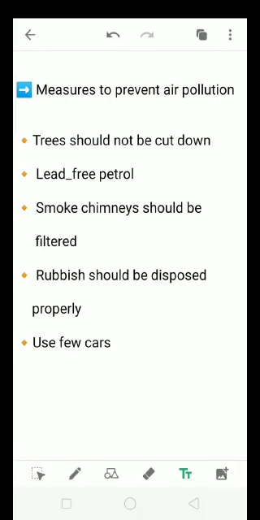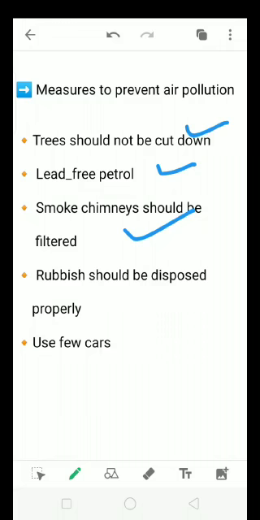So what are the measures to prevent air pollution? We should cut down fewer trees. We should use lead-free petrol in vehicles. The smoke emitted from factory chimneys should be filtered.